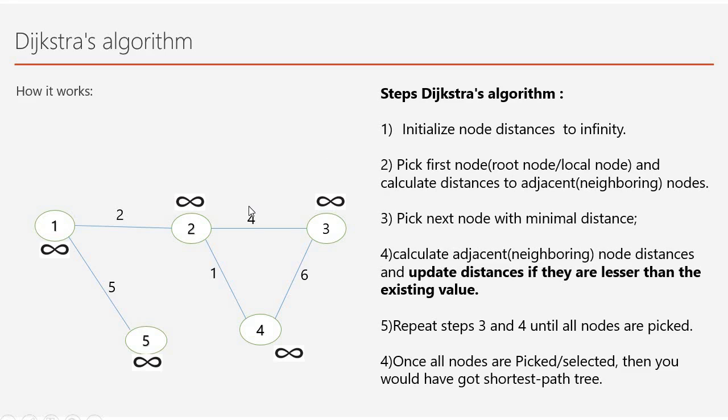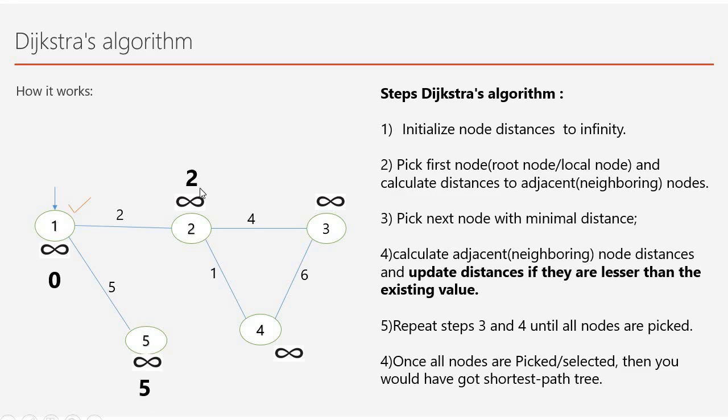You can pick any of the nodes, but here I am taking node 1 as a starting node, or a root node, or a local node. All three are the same. Once I take node 1 as a starting node, I need to find the neighboring nodes and calculate the distances to reach them. So for node 1, 2 and 5 are adjacent or neighboring nodes, and to reach node 2 I need 2 units, and to reach 5 I need 5 units.